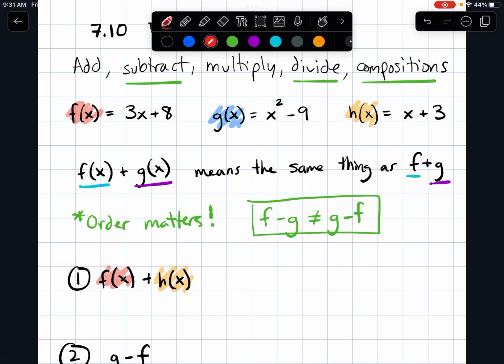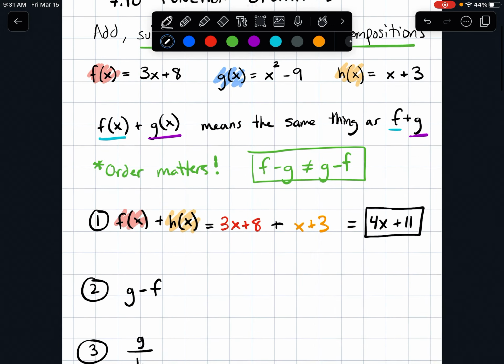So if I'm going to take f of x plus h of x, I'm going to take the 3x plus 8, and I'm going to add h of x, which is x plus 3. So I'm just adding these two together, and I'm going to combine my like terms. We know that 3x plus x is 4x, and 8 plus 3 is 11. So my answer is just 4x plus 11. That's it. You're just combining your like terms.